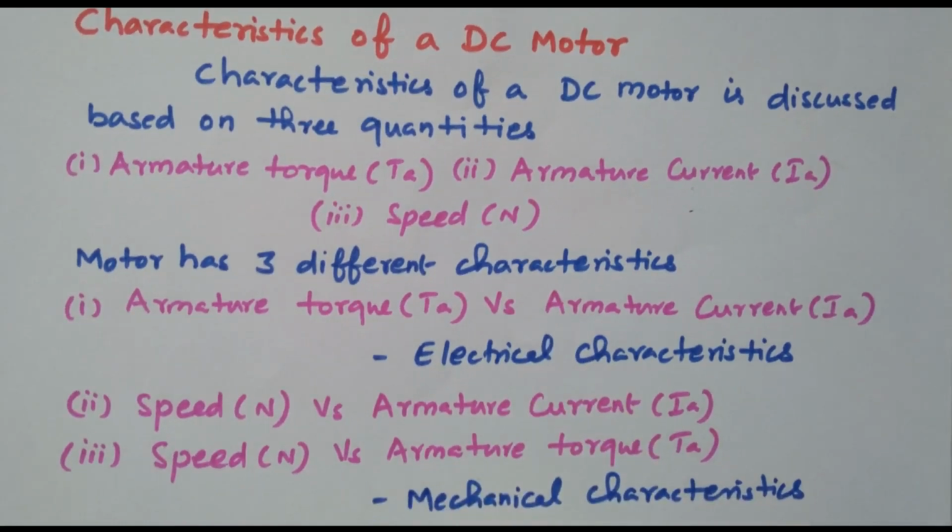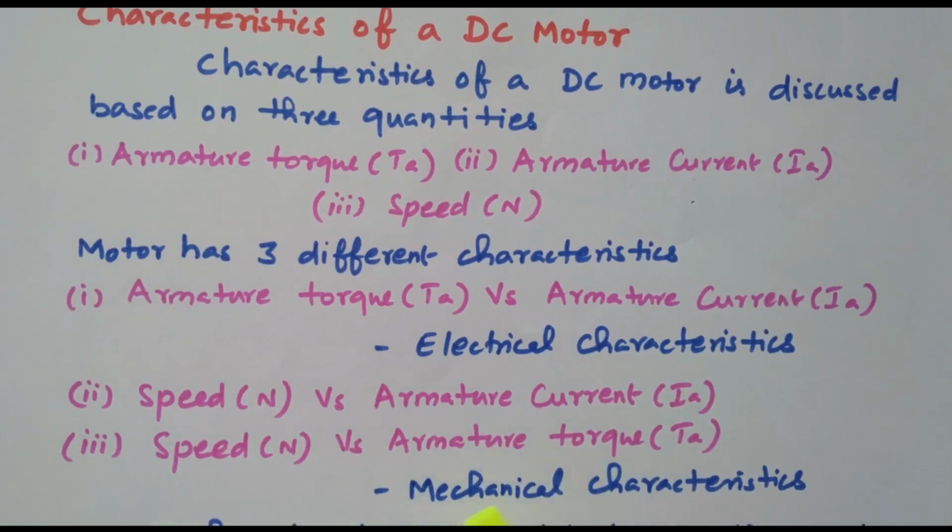The first one is armature torque versus armature current. It's called the electrical characteristics. The second one is speed versus armature current. The third one is speed versus armature torque. That is called the mechanical characteristics.